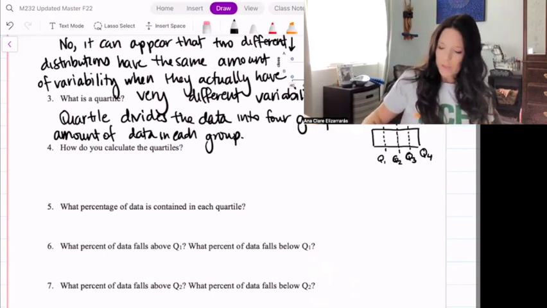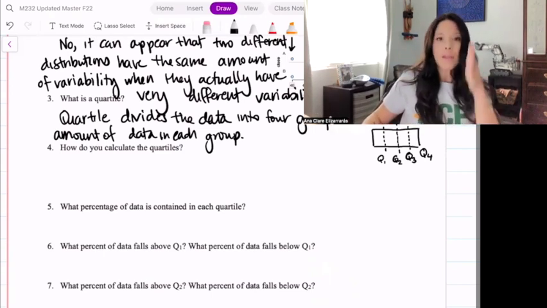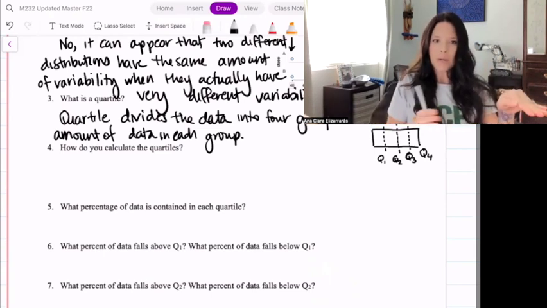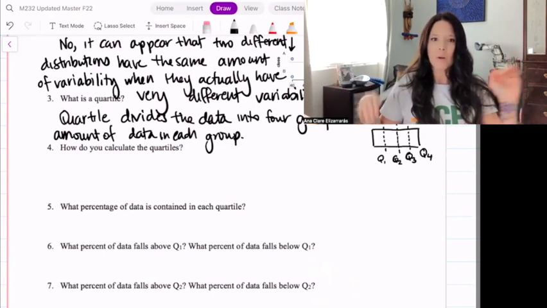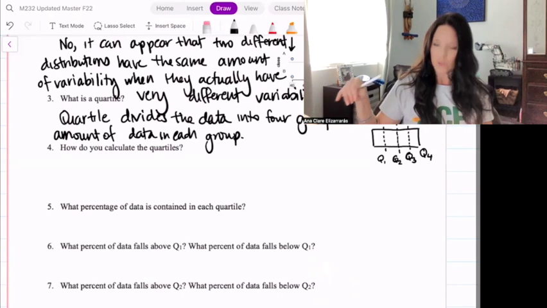So we calculate the quartiles by taking the median first, and then finding the median of the lower half and the median of the upper half. The median of the lower half is Q1, and the median of the upper half is Q3.